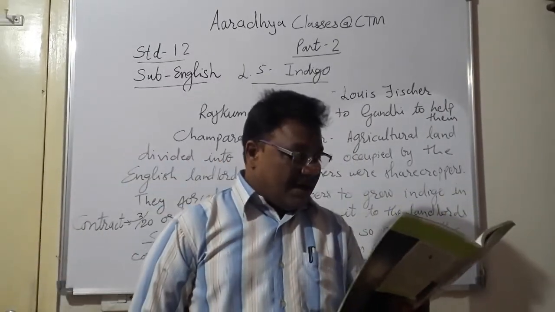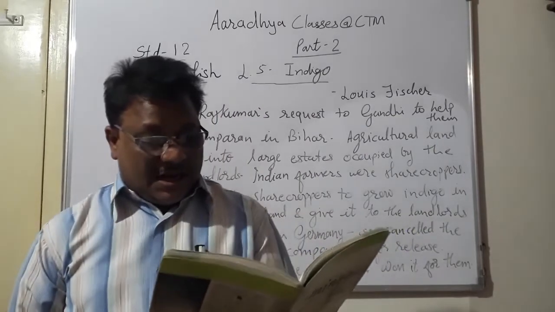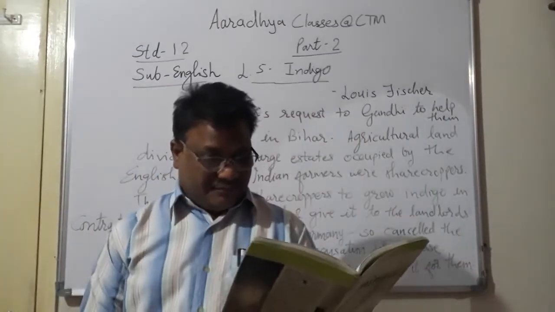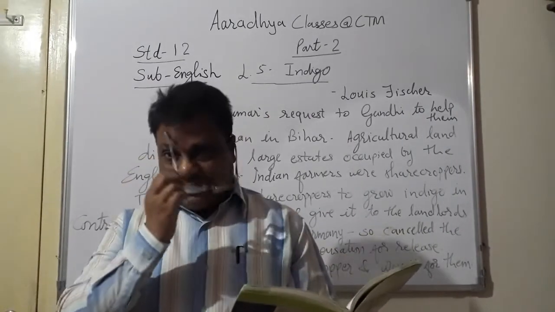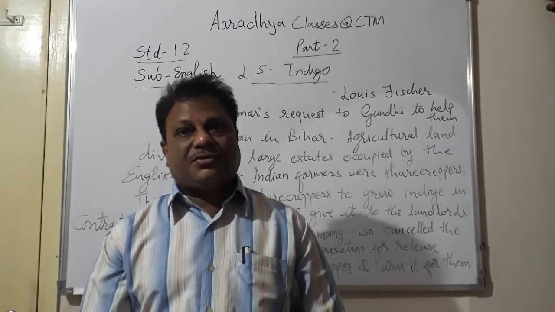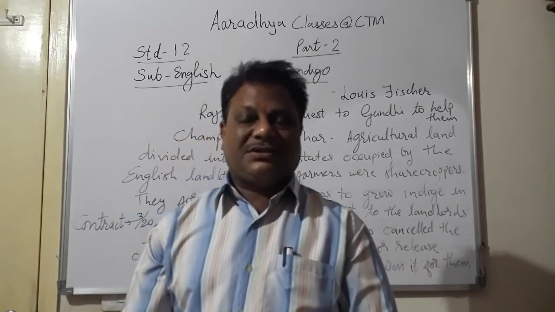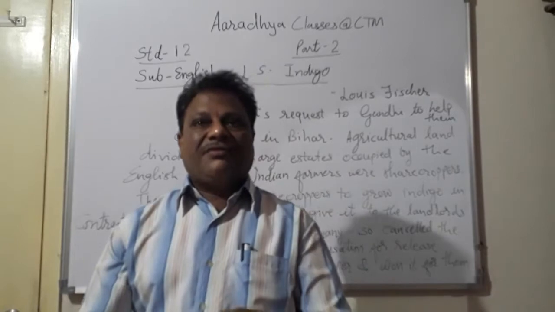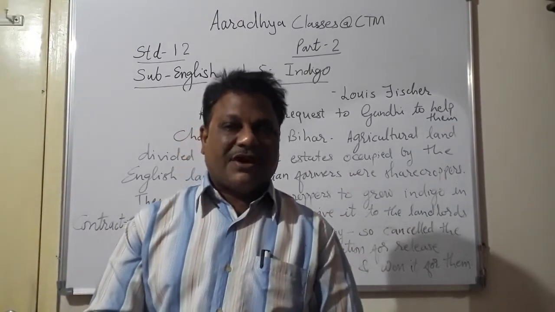And said, I am Rajkumar Shukla. I am from Champaran and I want you to come to my district. Okay. Directly, he came and told in just 2-3 sentences. He first introduced himself and told, I want you to come to my district to fight for us. Okay.